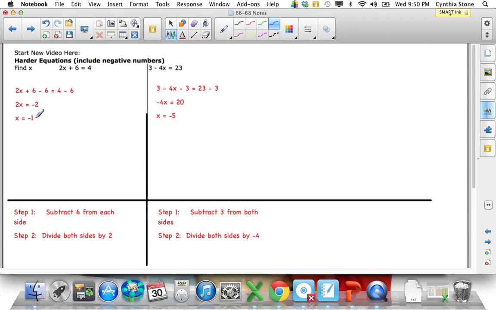Okay, so remember, always do these steps first. Whatever the number is, you add or subtract it. In this case, we're adding, right? So you do subtract.